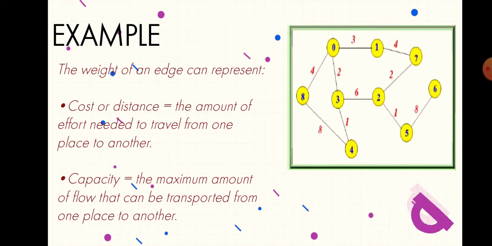For example, the weight of an edge can represent, first, cost or distance, the amount of effort needed to travel from one place to another. Then the second is capacity, the maximum amount of flow that can be transported from one place to another.